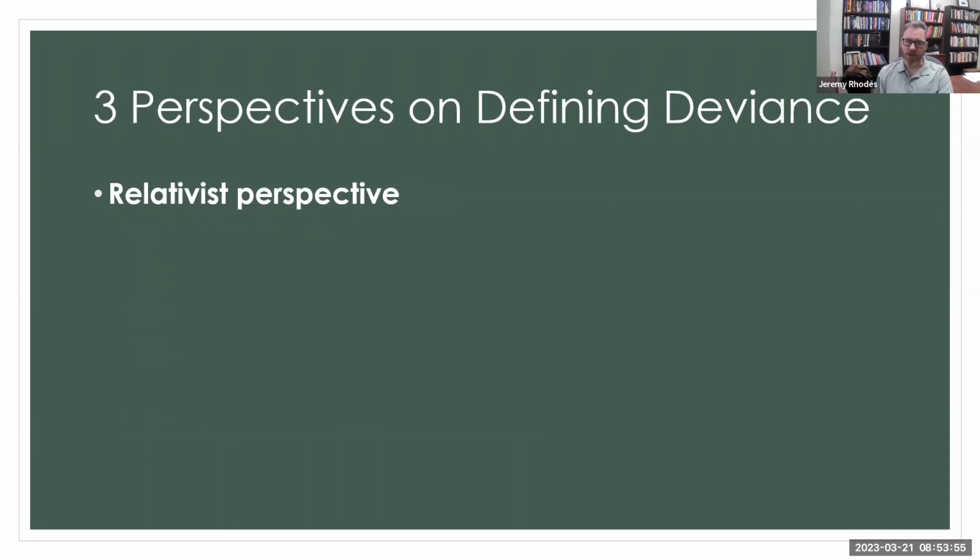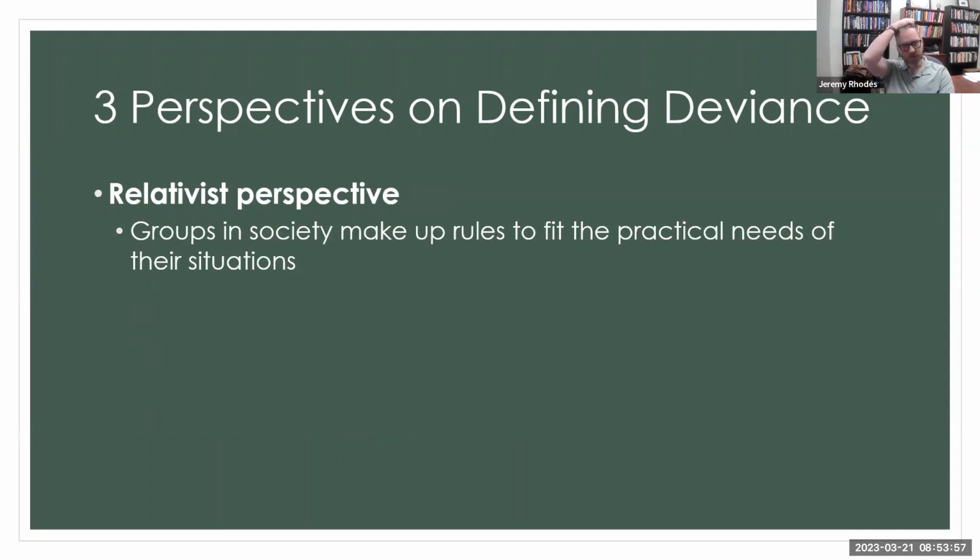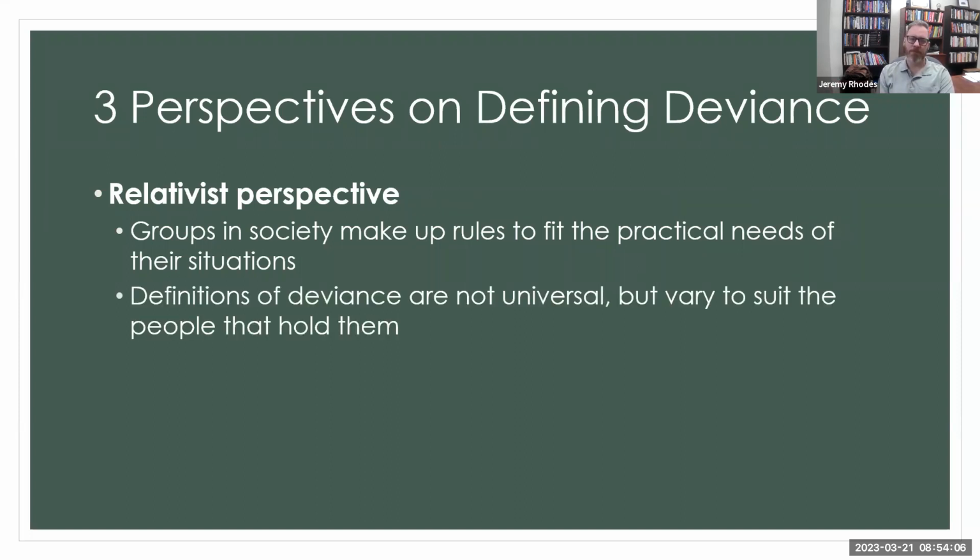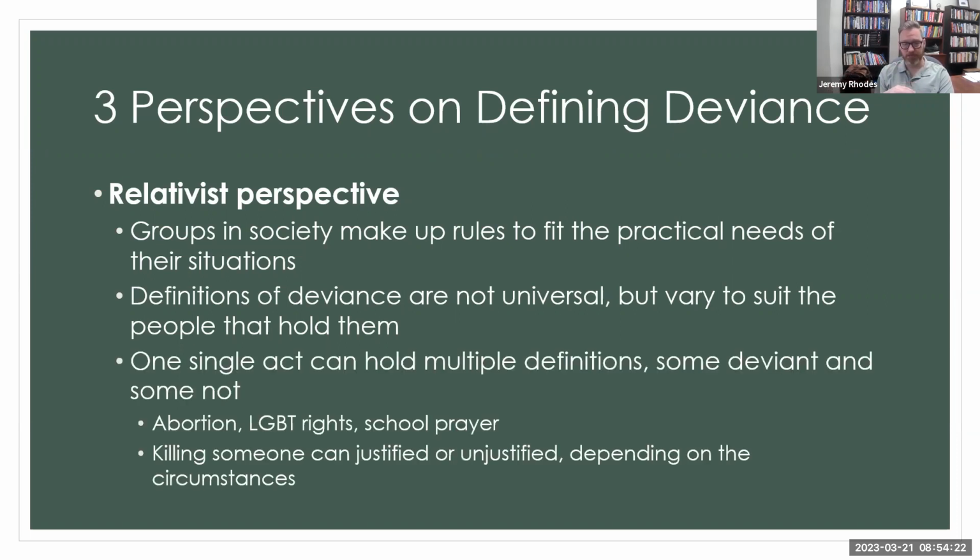Another perspective is what we call the relativist perspective. According to the relativist perspective, groups in society make up rules to fit the practical needs of their situations. And so the rules are going to change because the situations change. And so the definitions of deviance are not universal. They vary to suit the people that hold them. This relativist perspective is certainly a more dominant perspective in the field of sociology and among those who study deviance than the absolutist perspective is.